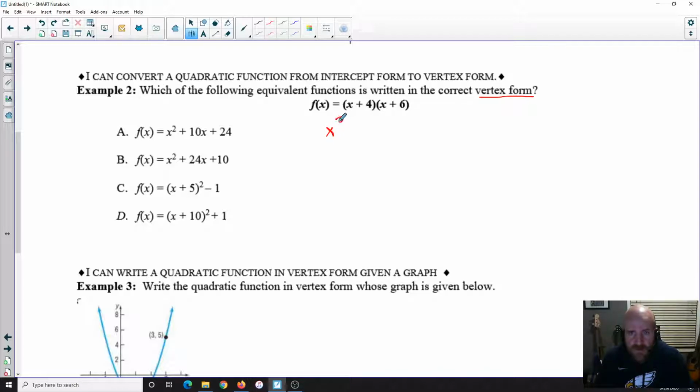So multiply that, we get x squared plus 10x, and then plus 24. So if we complete the square, we're doing half of b goes inside. I'm going to square that. So we are adding 25 and then subtracting 25. So we have a minus 1 on the outside. So that should be option C.